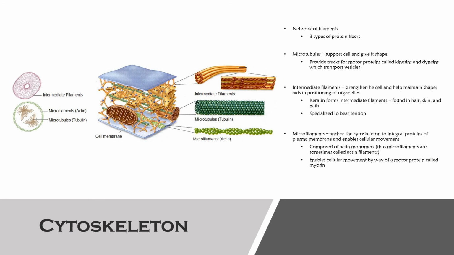Microfilaments are the 3rd protein fiber. They anchor the cytoplasm to an integral protein of the plasma membrane, and that enables cellular movement. So these microfilaments are composed of actin monomers, and so they're also sometimes called actin filaments. And these actin monomers enable cellular movement by interactions with a motor protein called myosin.